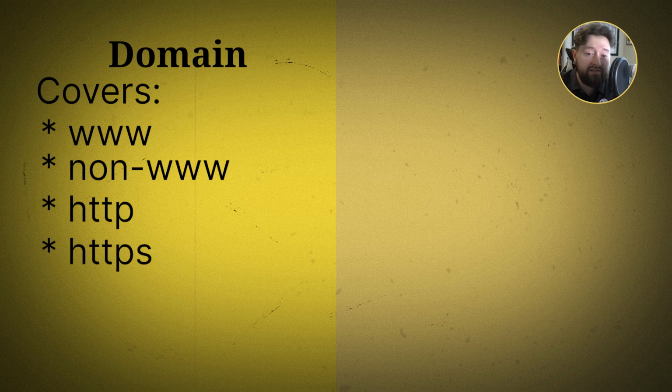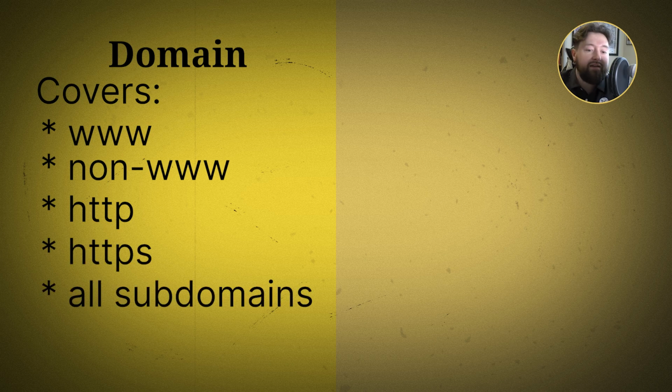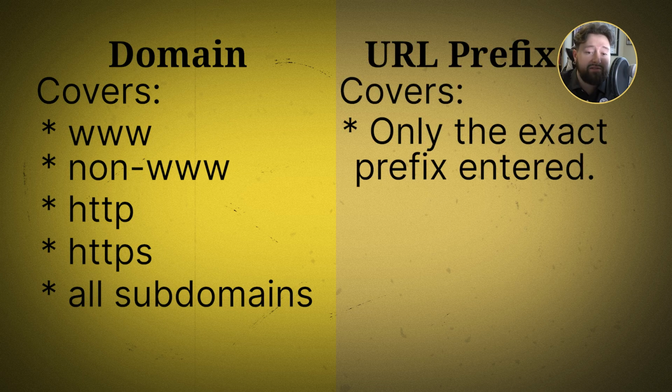A domain property covers everything under your domain. That means www, non-www, HTTP, HTTPS, all subdomains, everything. It is the most comprehensive option. A URL prefix property only covers the exact pattern you type in. So if you enter https://www.example.com, it only covers pages under that exact prefix. It would not cover the non-www version or the HTTP version.